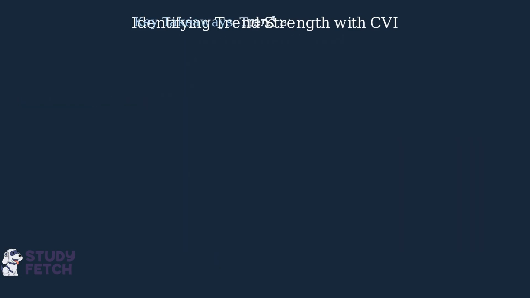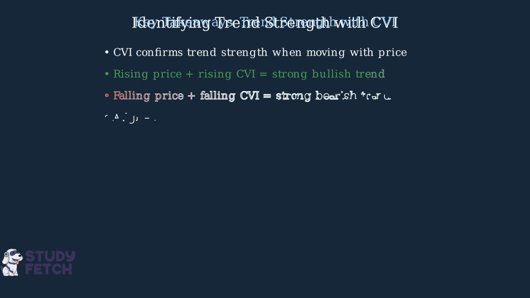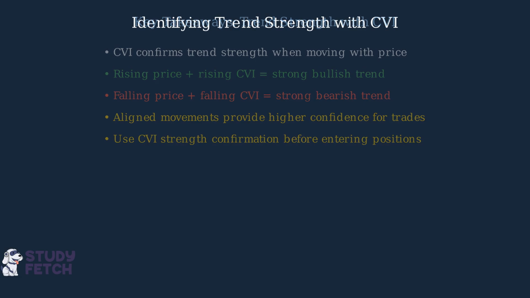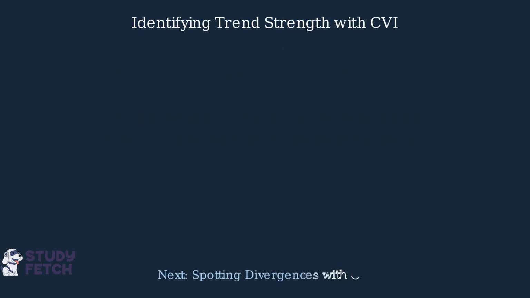To summarize, CVI is a powerful tool for confirming trend strength. When CVI moves in the same direction as price, it suggests the trend has strong volume support and is likely to continue. This confirmation increases your confidence in trade decisions, whether entering long positions in uptrends or short positions in downtrends. In the next section, we'll explore how to identify divergences between price and CVI, which can signal potential trend reversals.